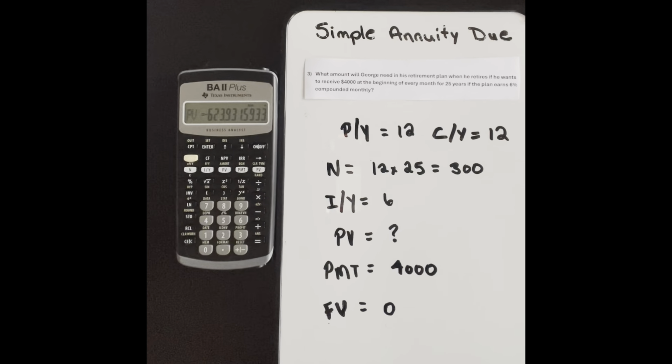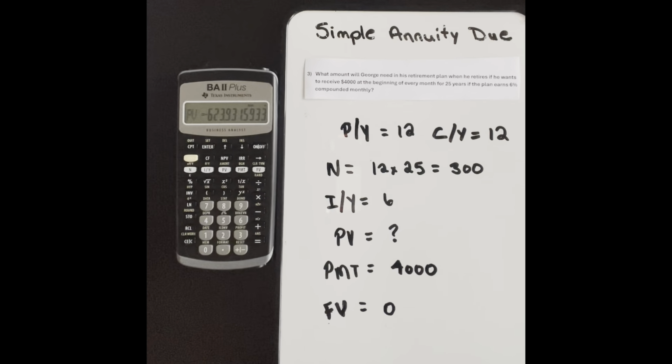Let's clear our work and clear the display. Our next example says $1,000 is deposited into an annuity at the beginning of each year. If the value of the annuity at the end of 3 years is $3,374.62, what interest rate compounded annually was earned? So the payments per year are 1. The compound periods per year is 1. Those are equal, and we're talking about beginning of the interval, so it is a simple annuity due.